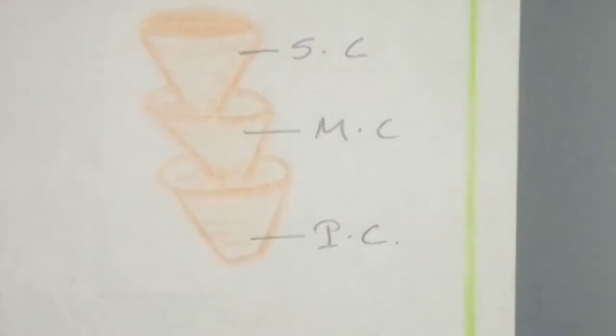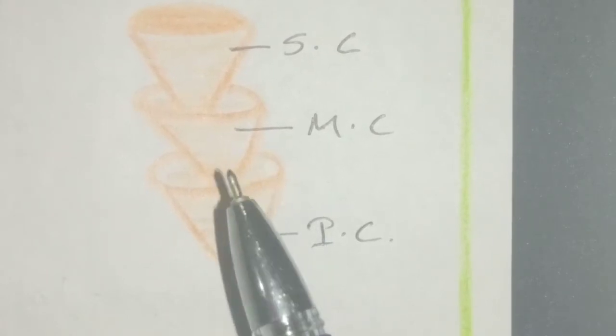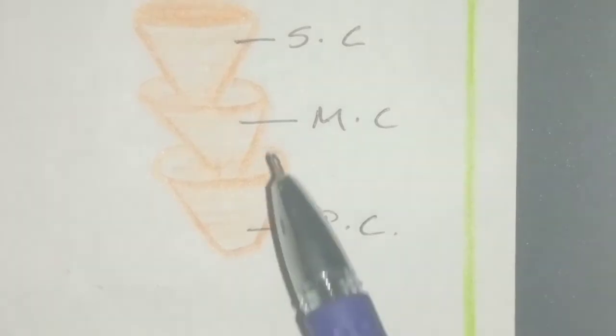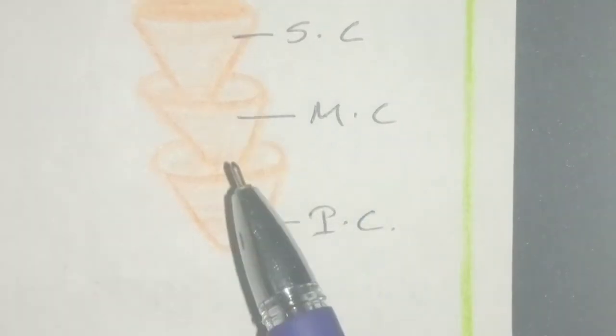So what's the shape of the arrangement? These constrictors are arranged so that the inferior overlaps the middle, and the middle overlaps the superior constrictor, just like this structure. Like a big cup with a small cup present inside it, just like this structure, all three constrictors are arranged.